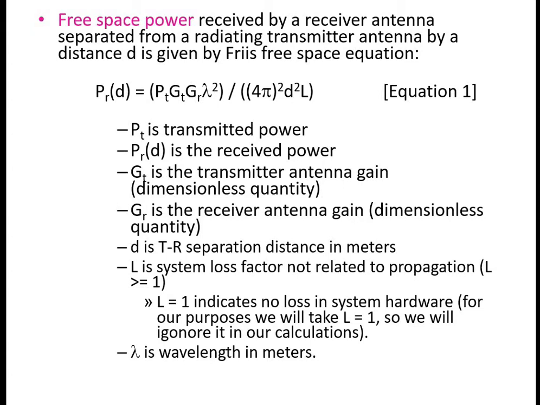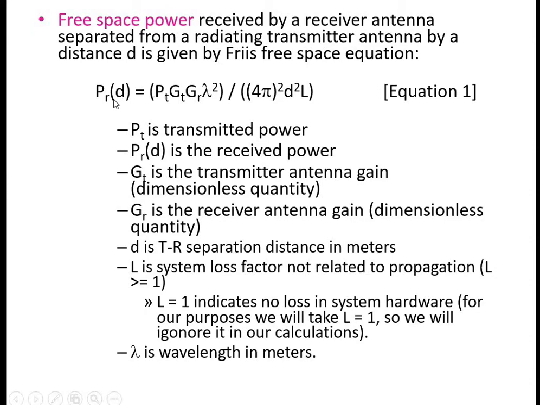So here there is no loss in the propagation, so the value will be taken as L equal to 1. So L equal to 1 indicates that there is no path loss, there is no loss in the transmission. And then lambda is the wavelength in meters, because the antenna aperture has a relation with the wavelength, that is lambda.